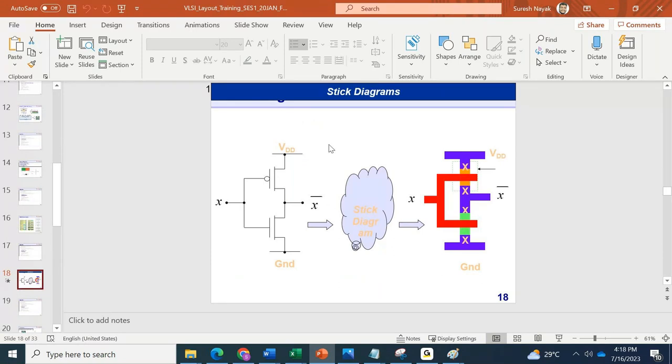Initially when I discussed the stick diagram, I said this is like planning. A stick diagram means you draw manually with pen and paper. Suppose we want to draw an inverter, how do we see it in the layout? That planning is called a stick diagram, where you represent, for example, the PMOS in one diagram. This is helpful for connections. So, just to understand the stick diagram.